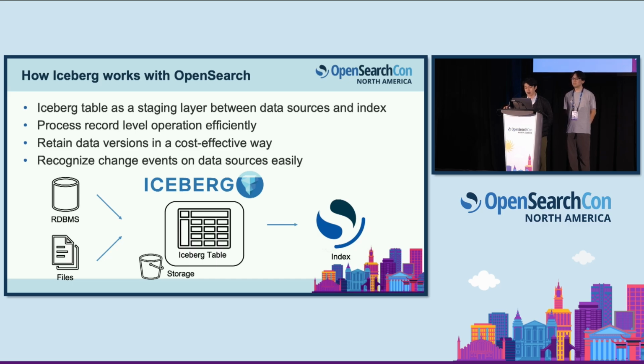Here I'll explain how Iceberg helps OpenSearch data ingestion, but the basic idea is using an Iceberg table as a staging layer, as I mentioned. So data from RDBMS or other sources goes to the Iceberg table first and then to OpenSearch. This staging layer provides three main benefits: it processes record-level operations efficiently, retains data versions in a cost-effective way, and recognizes changed events on data sources easily.